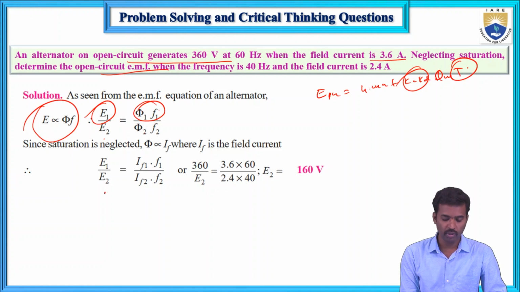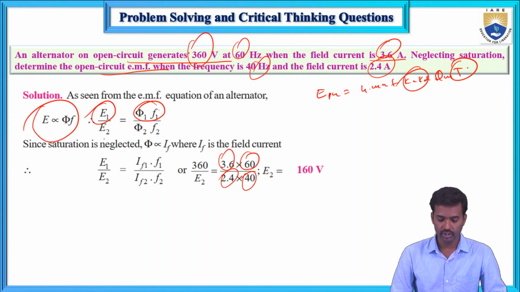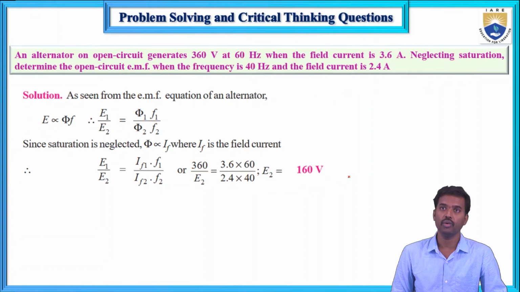Now we need to calculate E2 using IF1 and IF2, which are 36 and 24, and the frequencies 60 Hz and 40 Hz, and the first voltage is 360. So E2 equals 160 volts.